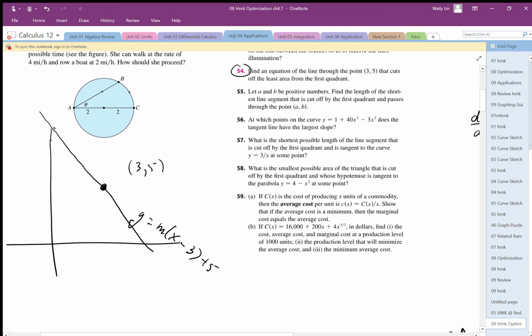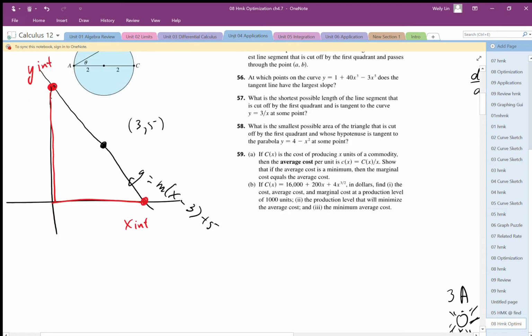To get the area of this, we want to establish essentially these 2 points. Okay, that's going to be the y-intercept. This is going to be the x-intercept. And we know that the y-intercept length times the x-intercept length, divided by 2, is going to give us the area. So there's the equation that we want to minimize: y-intercept times x-intercept divided by 2.